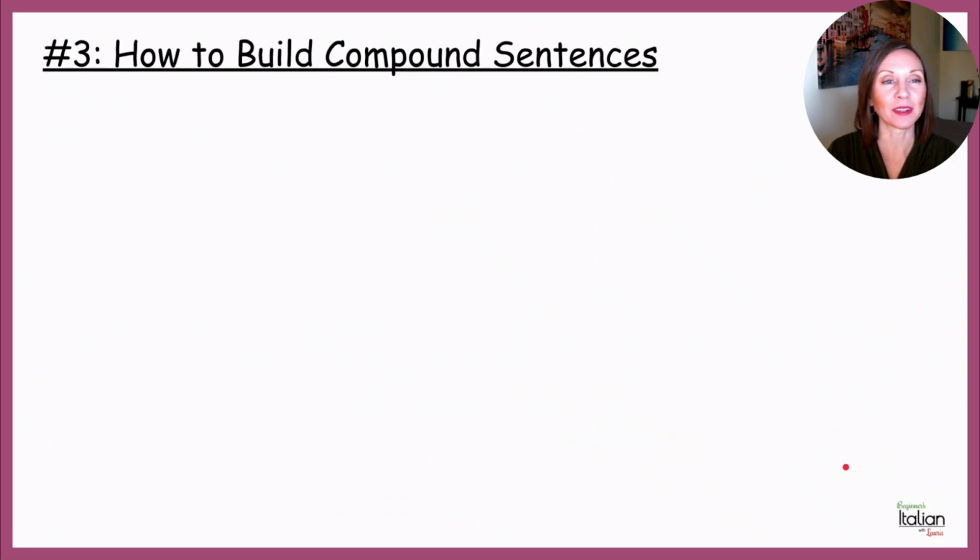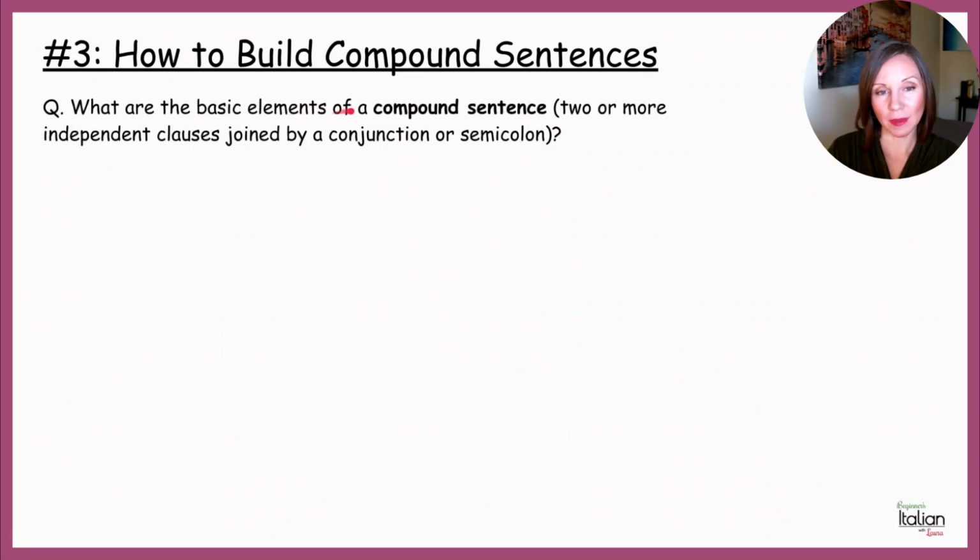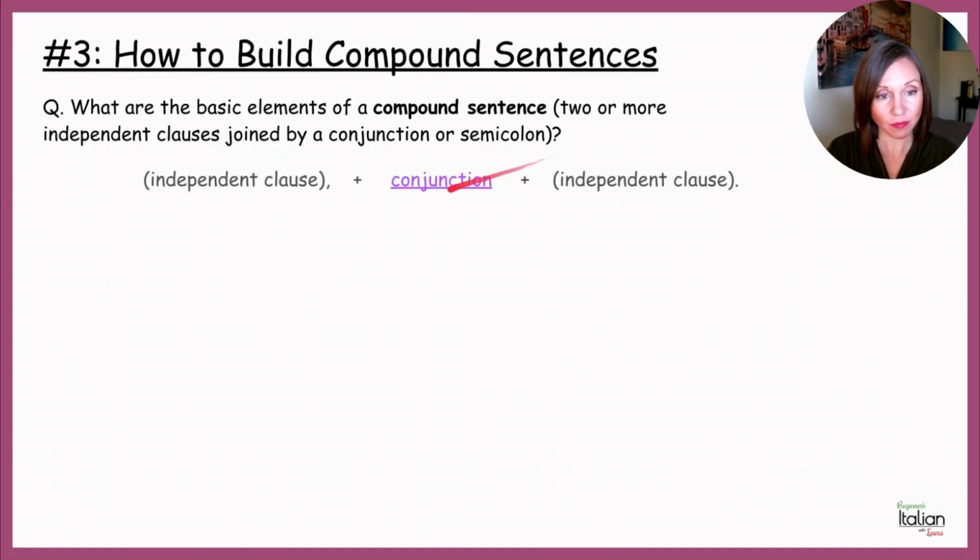Okay, how to build compound sentences. What are the basic elements of a compound sentence, which is two or more independent clauses joined by a conjunction or a semicolon? Okay, so we have our independent clause plus conjunction plus independent clause.